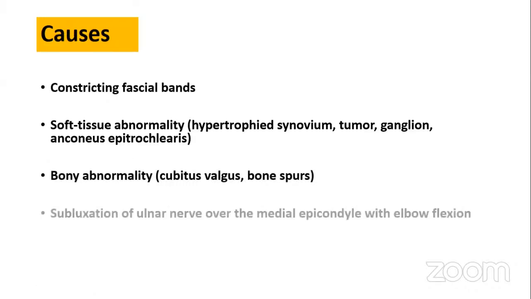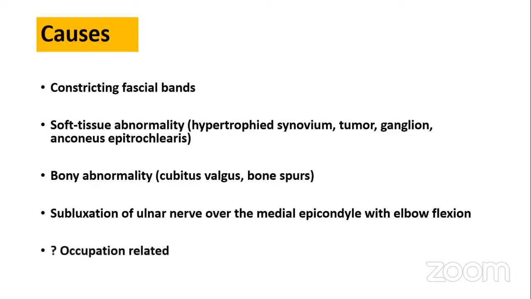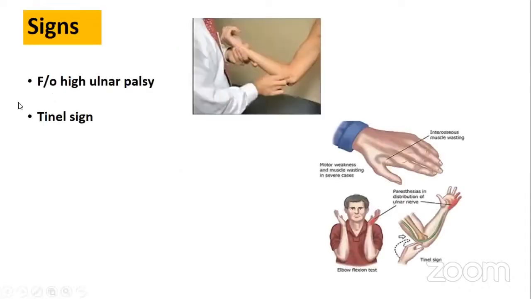Cubitus valgus and bony spurs, and subluxation of the nerve over the medial epicondyle with elbow flexion, especially in patients with ligament laxity and any of these collagen disorders. And sometimes it could be occupation related also. Tingling and numbness in the ulnar nerve distribution. Grip is weak because the intrinsics are paralyzed or weak rather. Sensory involvement, and a lot of patients actually have more pain, elbow pain and hypersensitivity. There could be high ulnar nerve palsy kind of symptoms, and a Tinel's sign at the cubital tunnel.